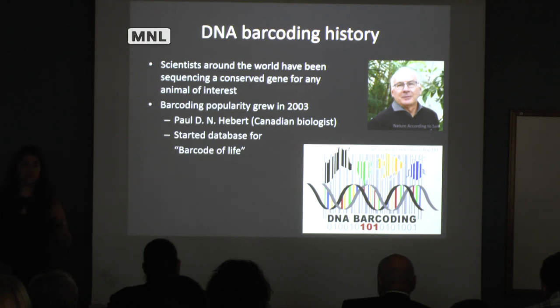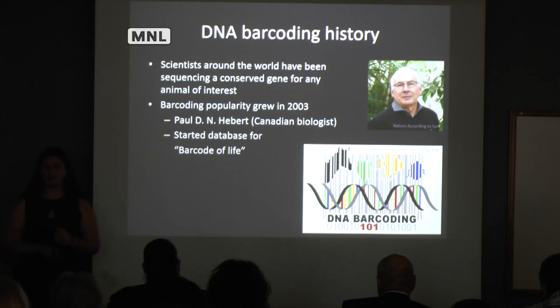Scientists around the world have been sequencing a conserved gene for a long time, but in 2003, barcoding popularity grew when Paul Herbert, a Canadian biologist, started a conference to make a database particularly for this barcode of life, or this small region in the genome, where we can identify these eggs down to the species level, or any animal of interest.